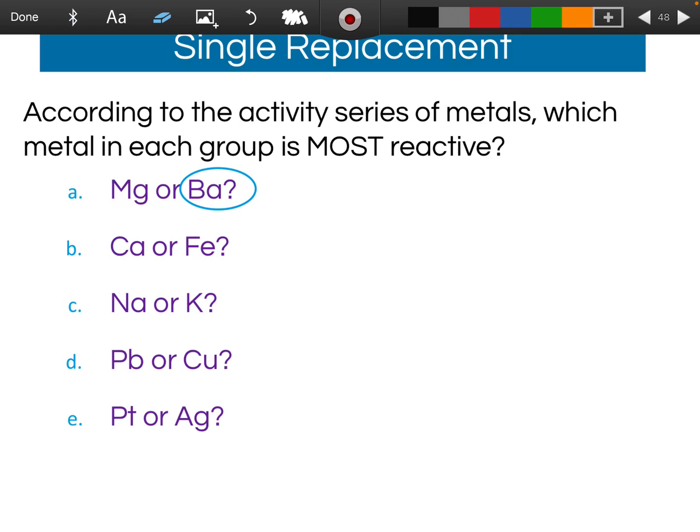Here are the answers to the slides for single replacement that are in your digital notebook. So if you want to try these slides in your digital notebook first, and then you can use this to come back and check the key.